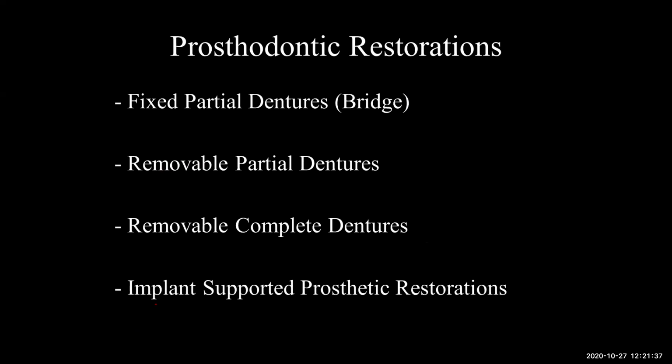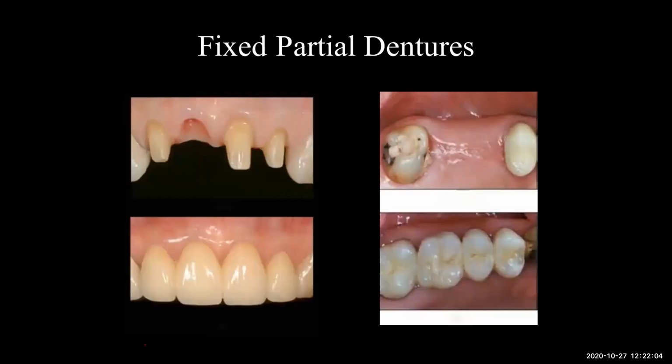Then you've got prosthodontic restorations, things that replace things that are missing. You can have fixed or removable. Fixed partial dentures, okay, which is a fixed bridge. A removable partial denture, something that the patient can pop out. Removable complete denture. And then there's implant supported prosthetic restorations. And you're going to be seeing all of these with your patients in the clinic.